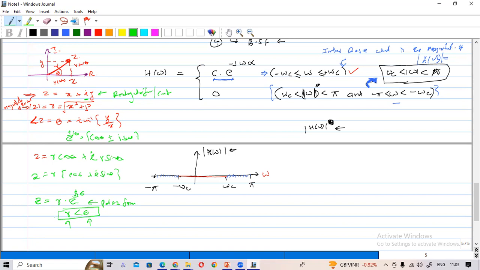So in this form also, this is the polar form, no? I can't remember. This may be the polar form. Anyway.